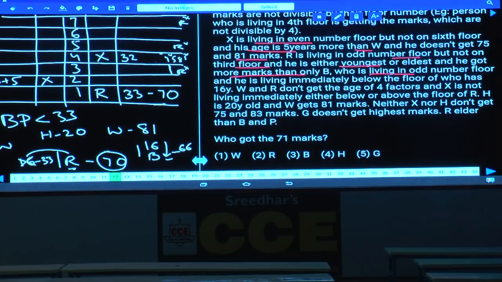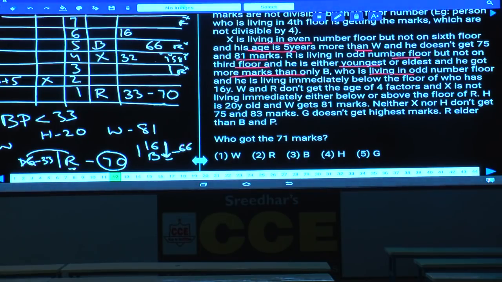Hence B is living in an odd number floor. Hence where should this be? B must be either on the 5th floor or the 7th floor. Out of which, can B be on the 7th floor? No. Why? Because this B is living immediately below the one who is 16 years old. Hence, what should be the position of this B? Yes, B must be on the 5th floor. And what is the age of this B here? And how many marks did this B get? B got 66 marks, isn't it? As B got 66 and this person is immediately below the person who is 16 years old.